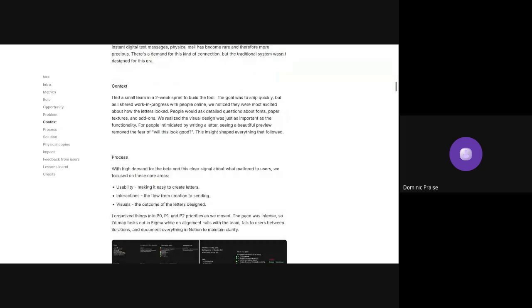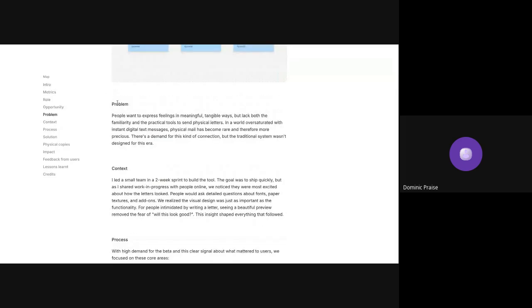The person identified the problem. This person talked about how people find it difficult to express themselves in some ways, and you might want to express yourself in certain ways where you don't want to send a text or a physical mail. So you might need to go extra hard on designing a letter. So the person talked about the problem.